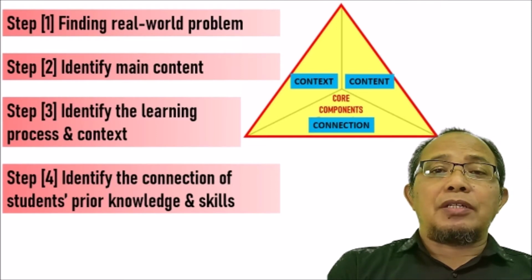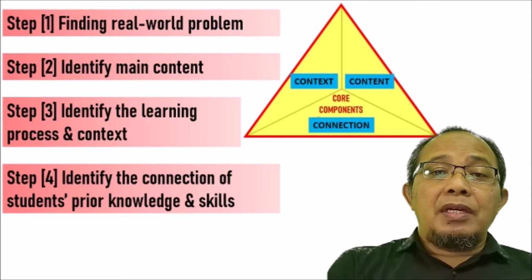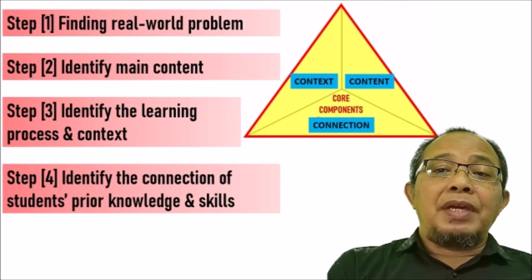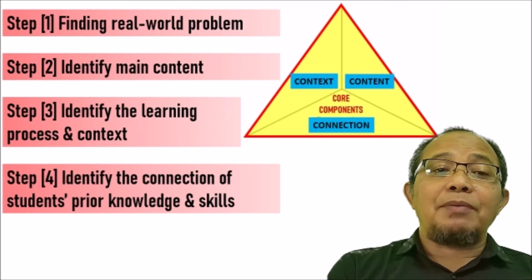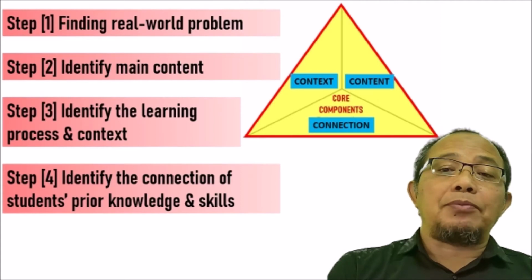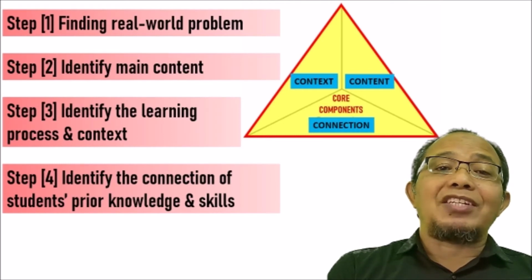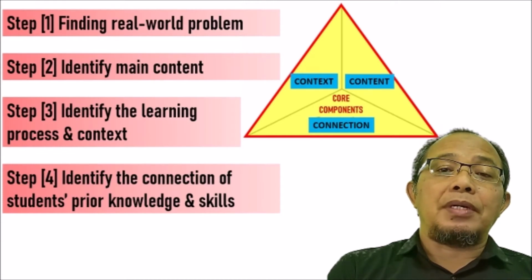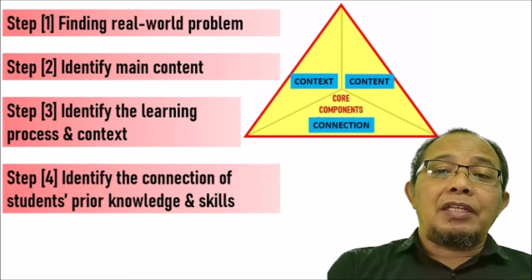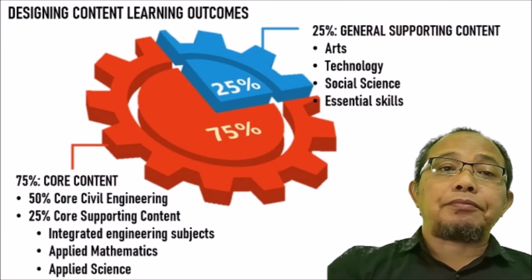Step 1 is finding the real-world problem. Step 2, identify the main content of the problem. Step 3, identify the learning process and context from the problem. Step 4, identify the possible connection of the problem to the students' level of prior knowledge and skills. Brainstorming activities in steps 2, 3, and 4 should be able to classify the core components of the problem, including the content, the context, and the connection.